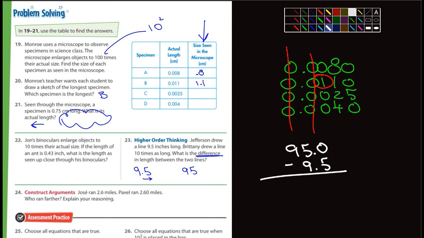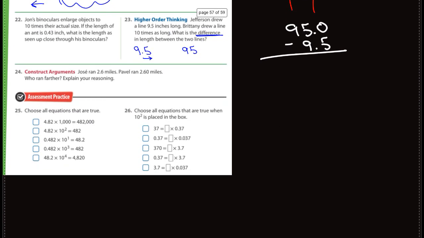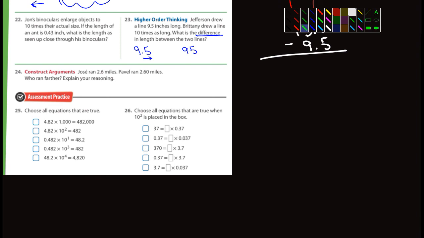So let's see here. Let me move this up a little bit further. What else have we got? Yeah, who ran further? Which is larger, 2.6 or 2.60? Does that 0 change the value? No. So you can figure that one out. Explain your reasoning. And then looks like 25, 26 are multiple choices. So that's it. And we will grade this on Wednesday morning.